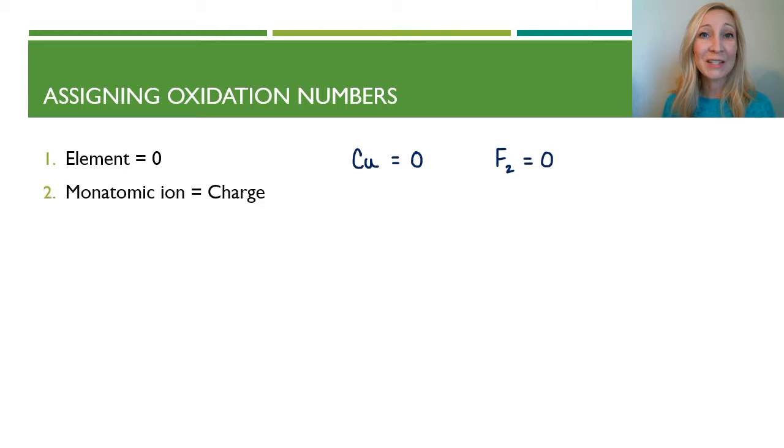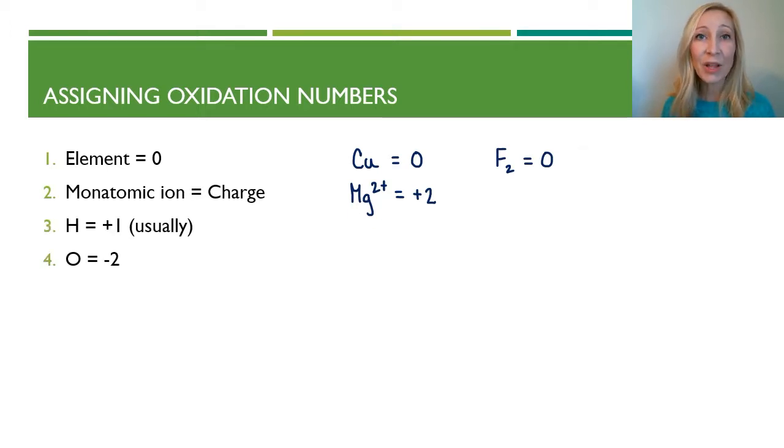The next rule is if we have a monatomic ion. For example, magnesium ion has a charge of positive 2. The charge of that ion is its oxidation number or its oxidation state. That should be pretty easy because you can see the charge written next to that element, because that's how we represent ions. The next two rules have to do with hydrogen and oxygen.